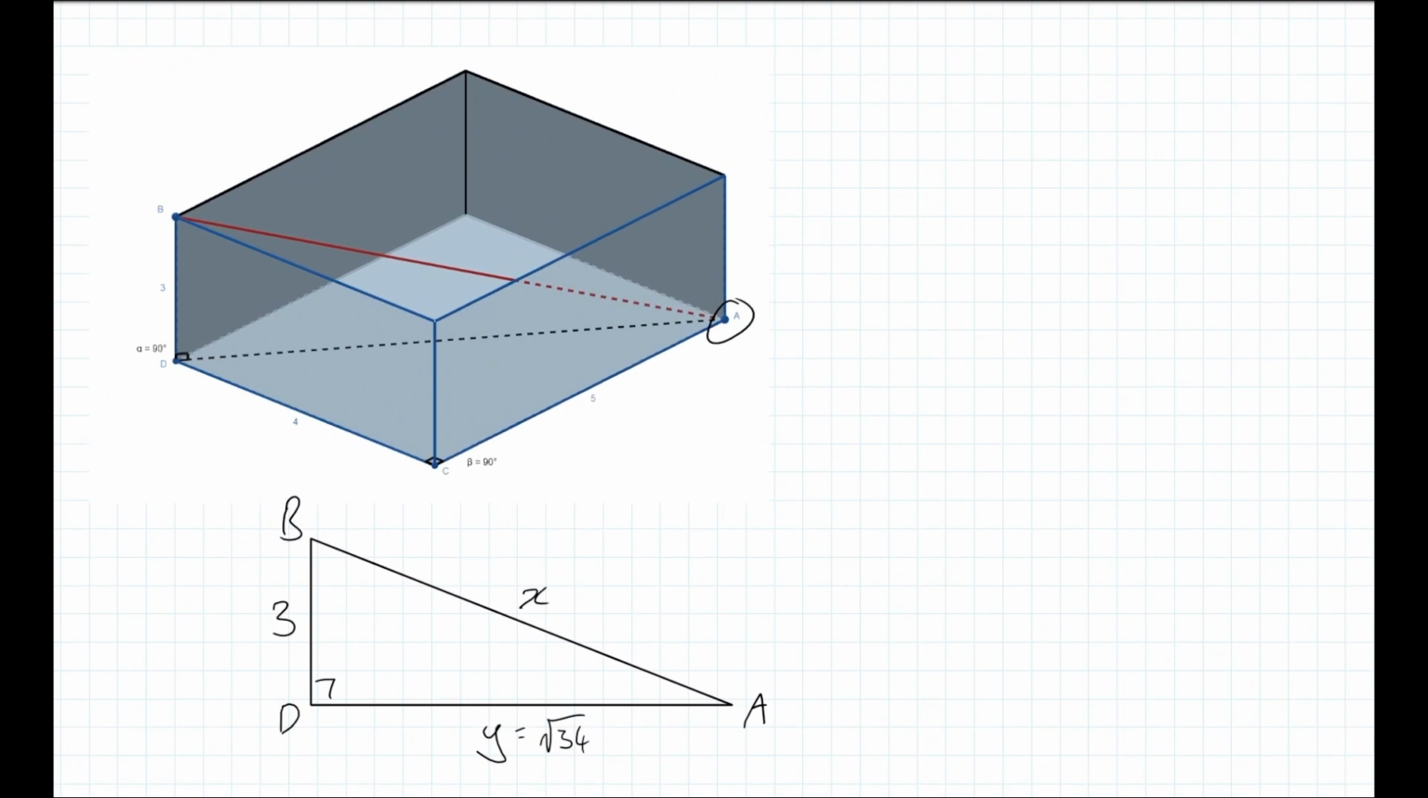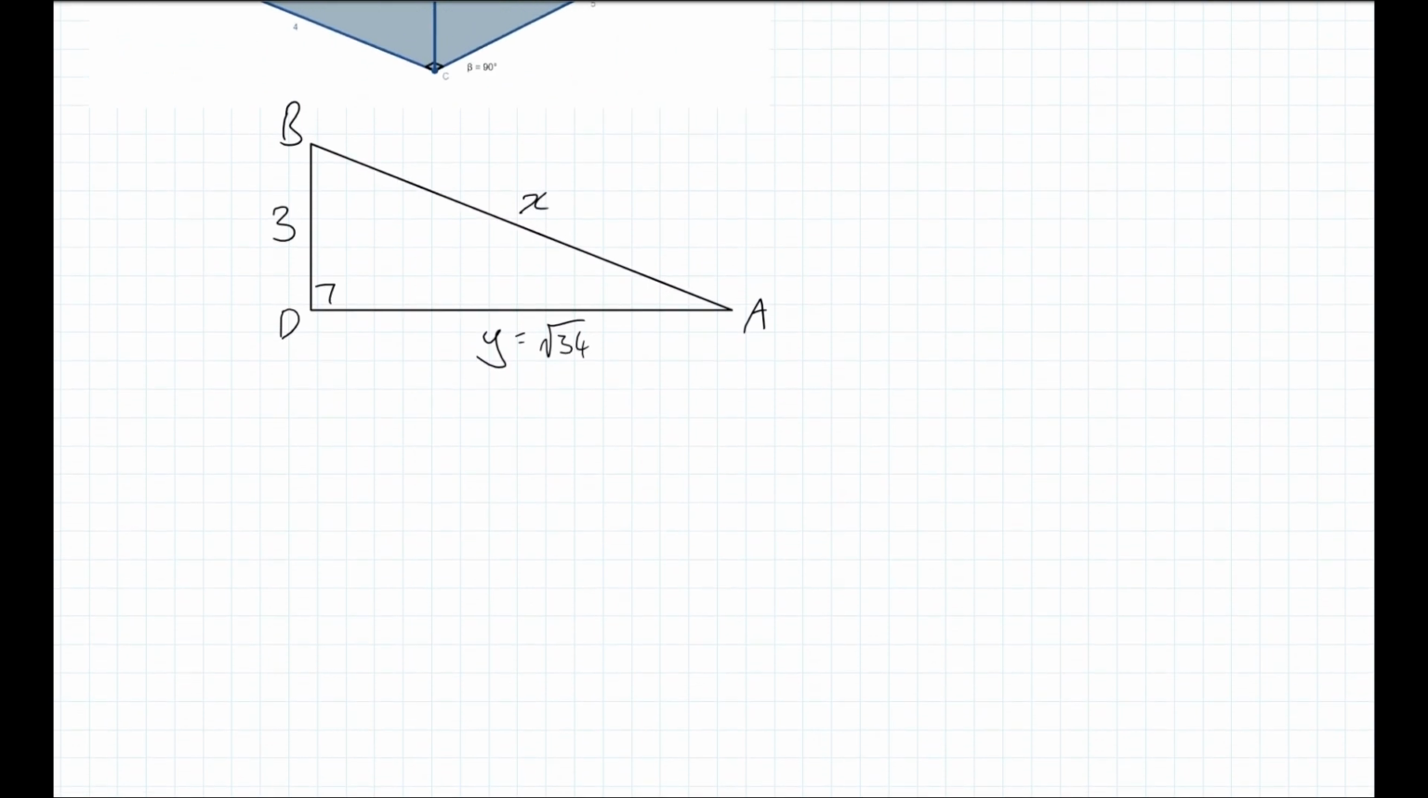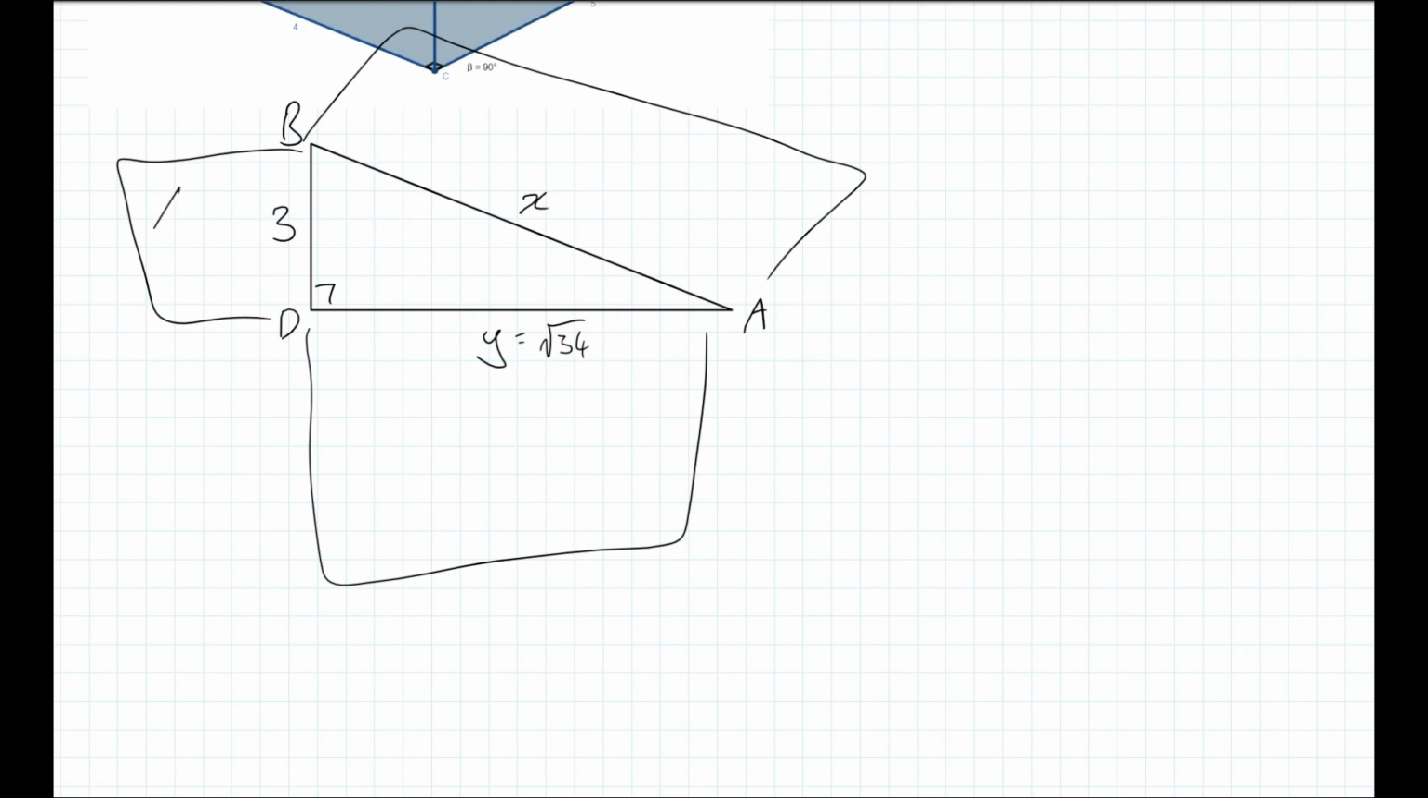So now that we know that Y is the square root of 34, which is again that length of A to D, we can now use that to find the value of X. So let's use Pythagoras. We're going to find the area of these squares. The area of this one on the left here is going to be 3 squared, which is 9. The area of this one is going to be the square root of 34 squared. Now those are the opposite to each other, so that just gives us 34.